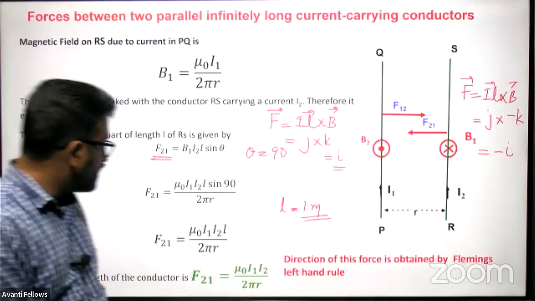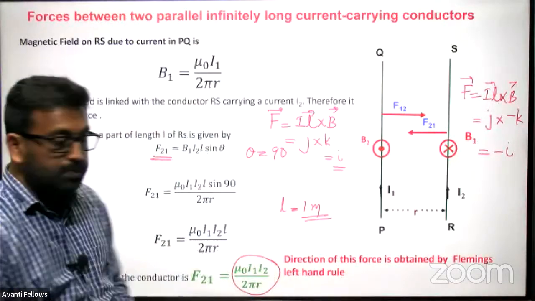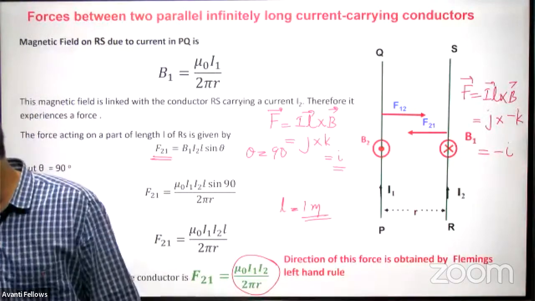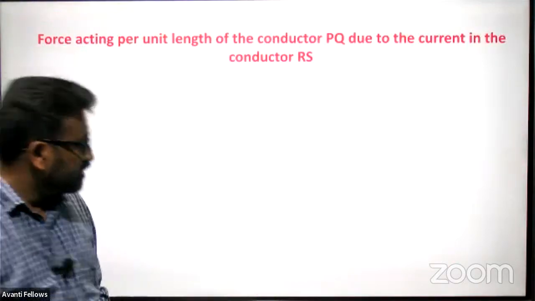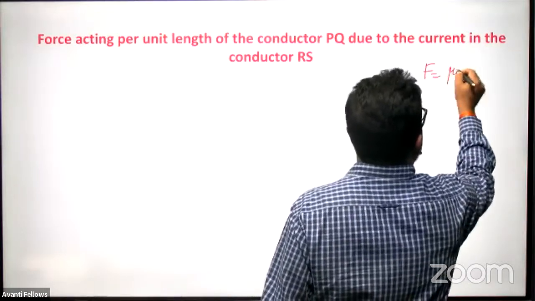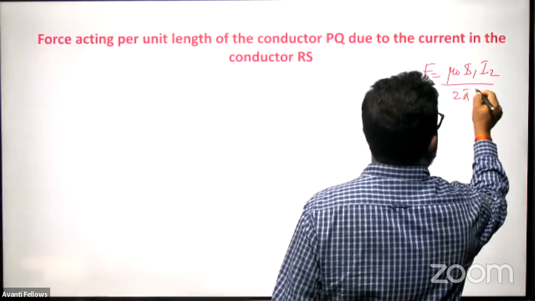So force here is mu 0 I1 I2 divided by 2 pi r. Just remember this, force is mu 0 I1 I2 by 2 pi r. We are moving to the next slide. You can write here F is equal to mu 0 I1 I2 divided by 2 pi R.